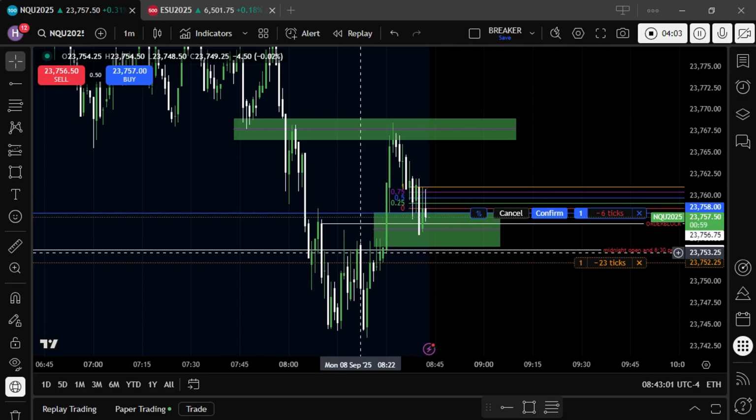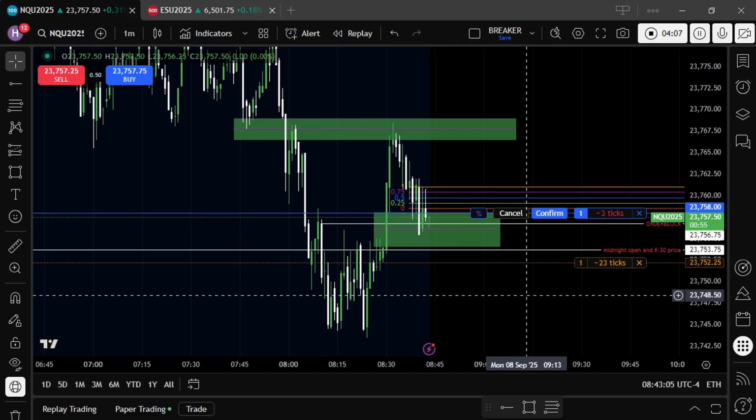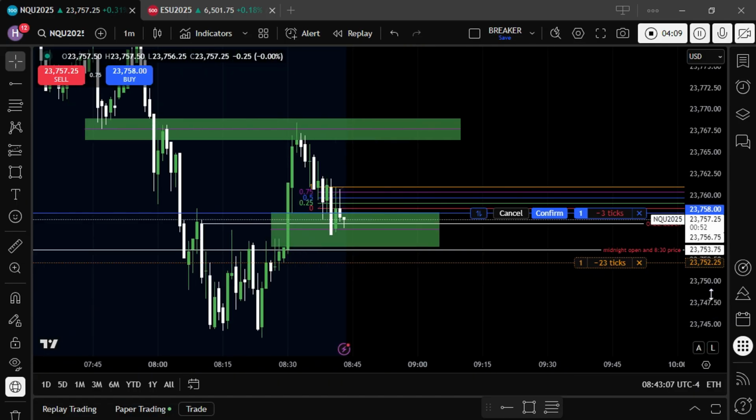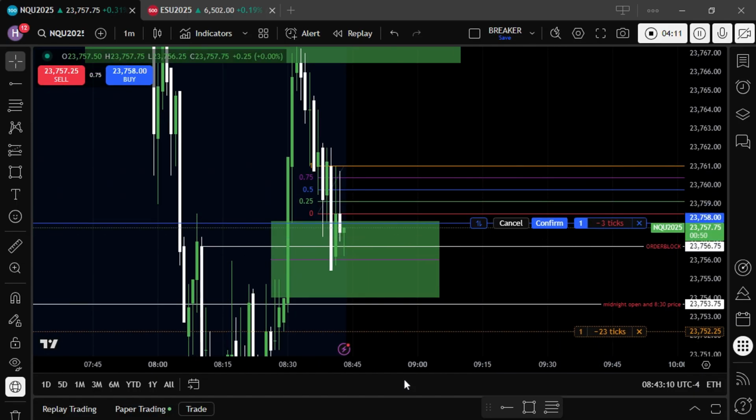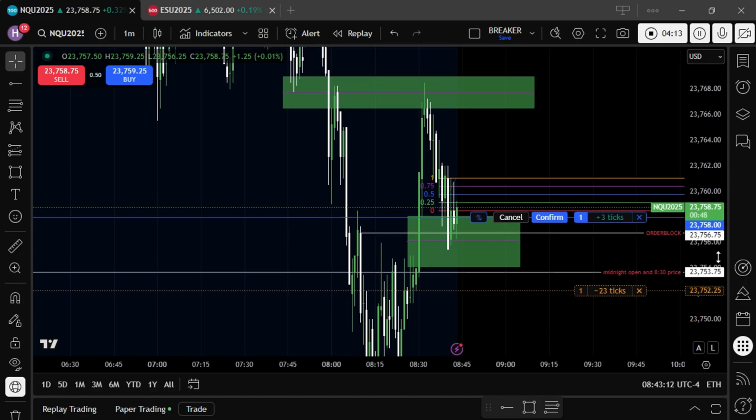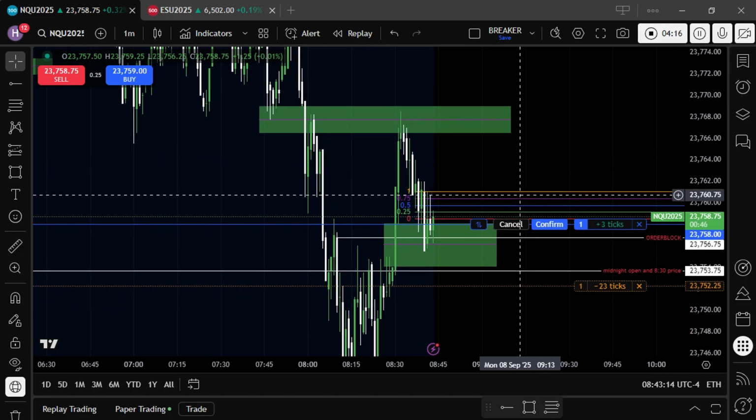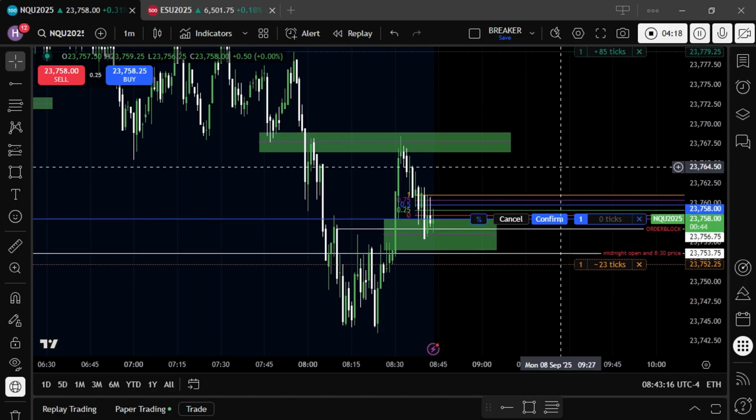But for me, it told me that price was oversold because it was at the midnight open and it went below the midnight open. That's what told me it was oversold. It went below the midnight open 8 hours after the open. So then it had a shift in market structure.